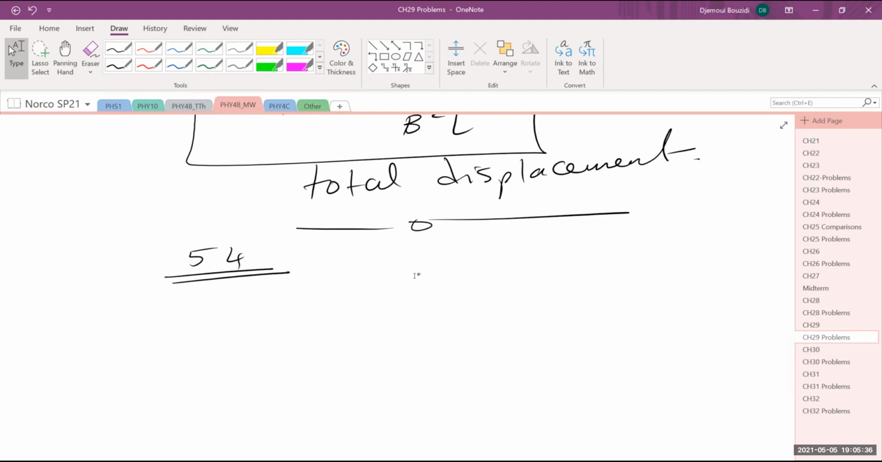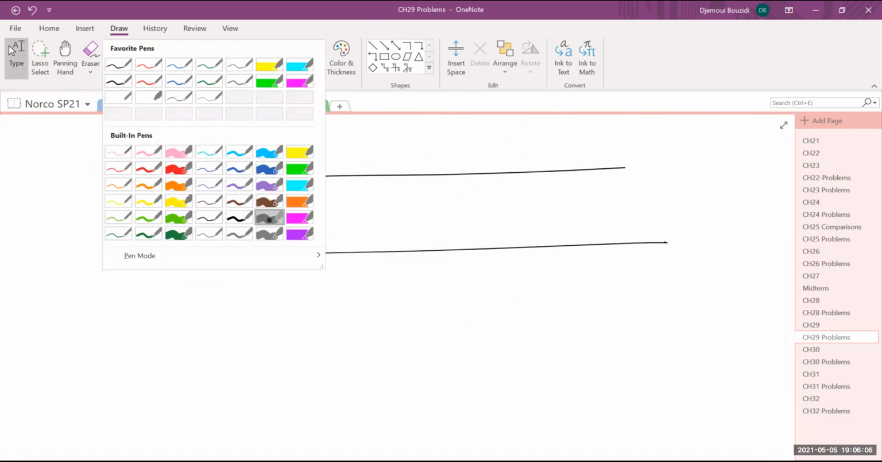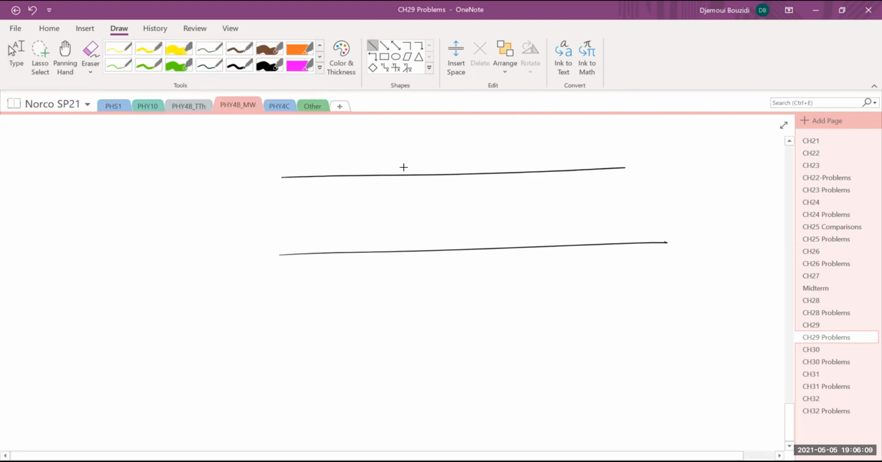Okay, so problem 54. Problem 54 says a bar of length L equals 36 centimeters, or 0.36 meters, is free to slide without friction on horizontal rails as shown in the figure. So what the figure shows in here is that there are horizontal rails. Here they are. And there is a bar in here. So let me draw it with a thicker line. Let me go back into my regular.